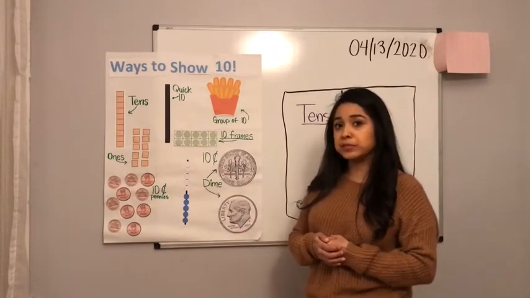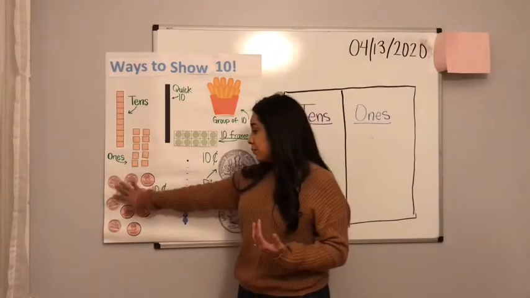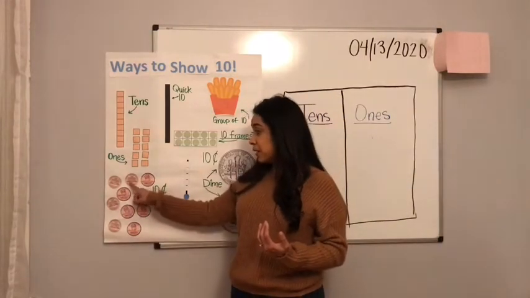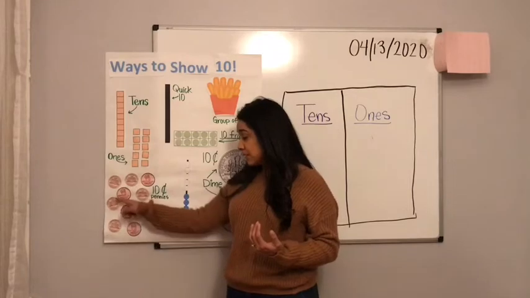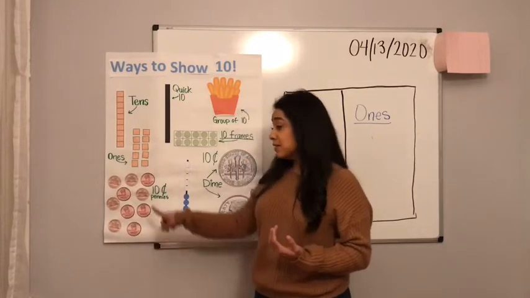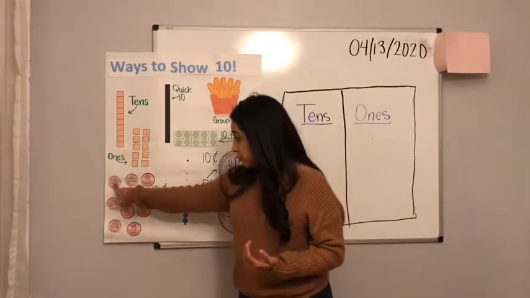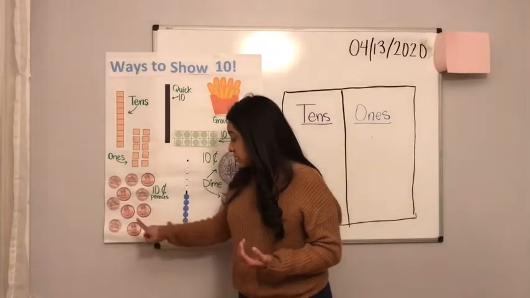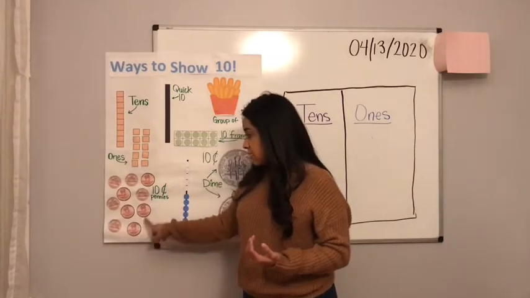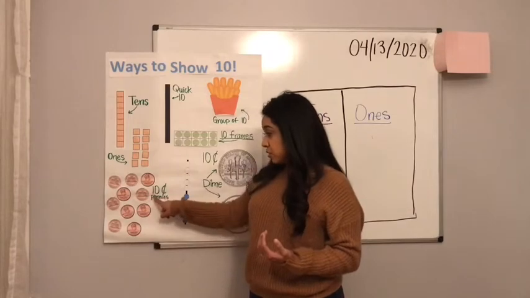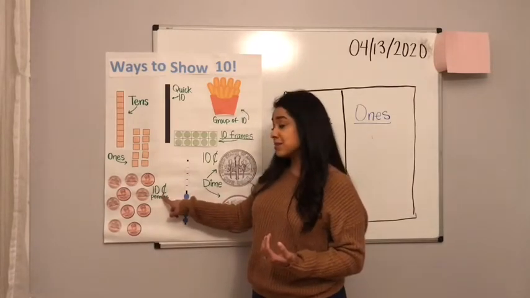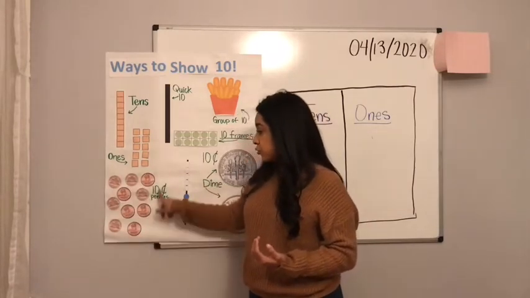Another way you can show me 10 is by showing me 10 pennies. Remember that each penny is worth 1 cent. So right here I see 10 pennies. 1, 2, 3, 4, 5, 6, 7, 8, 9, 10. I see 10 pennies, so I see 10 cents. So this is another way to show me 10.